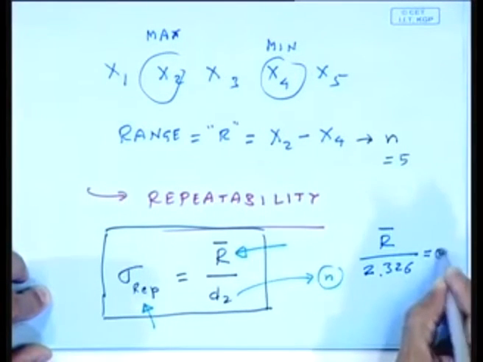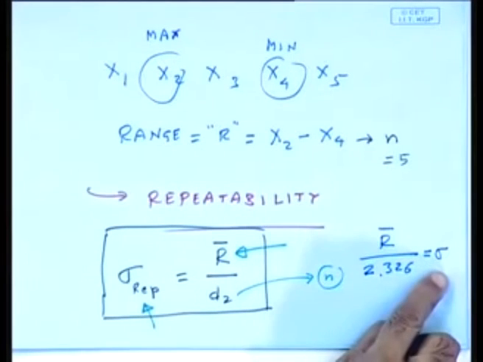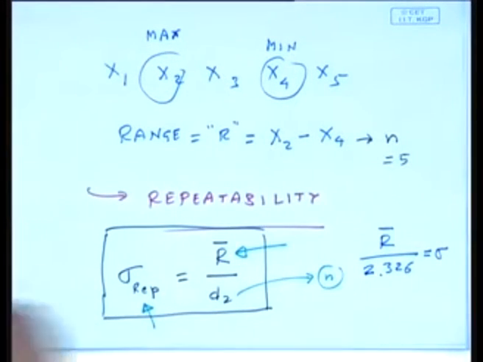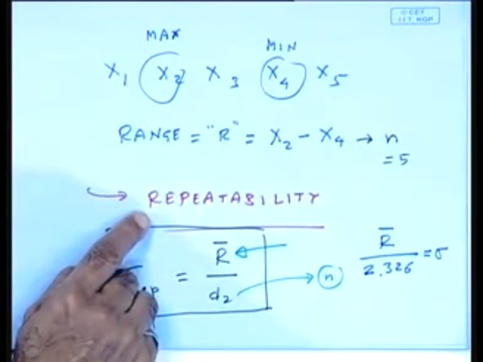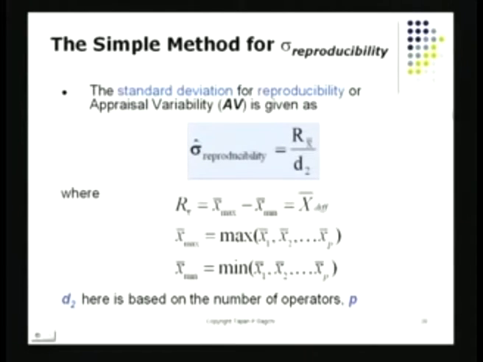This is going to give me an idea of sigma. Sigma is what I'm after. And what is this sigma due to? This sigma is due to the gauge. This sigma is due to what we call repeatability. So now you have an idea how I can go from repeated measurements to the calculation of R bar, and then use the information about D2 to get my sigma. And this sigma is a very important one. It gives me an idea of the amount of variation contributed by the gauge, applied repeatedly on the same object.